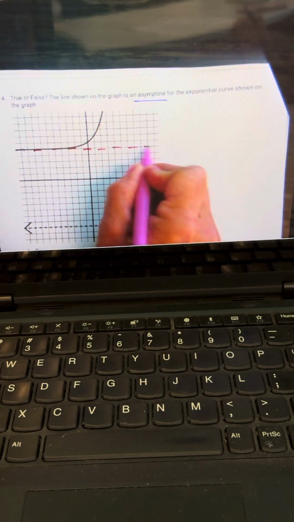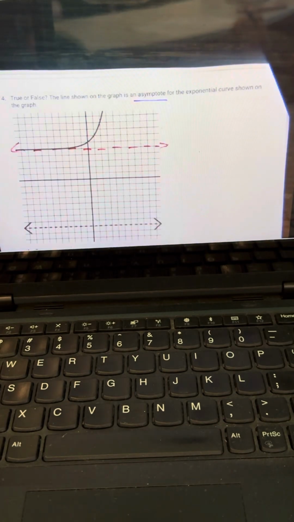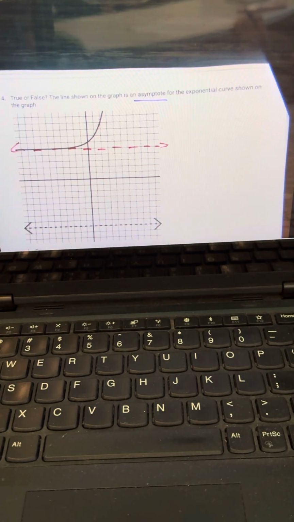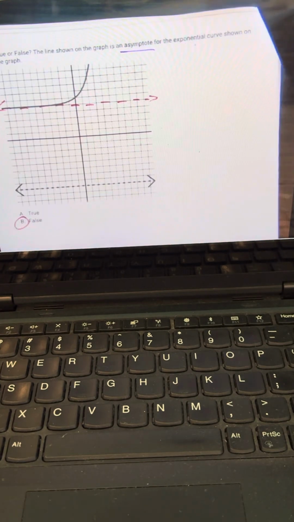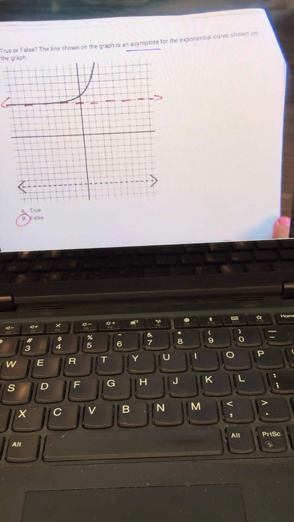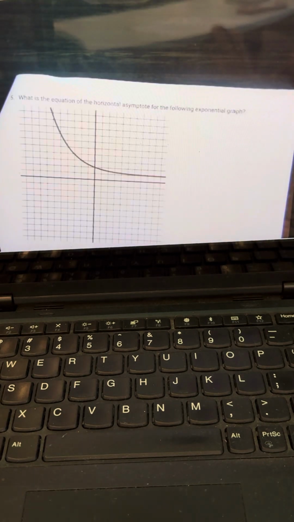So what's my answer? 1, 2, 3. Is it true or false? False. That's the asymptote, not down there. So the answer is false. Okay, so your asymptote is where it gets close to, but yes, you're going to have to name it on the next ones. Okay, number 5.